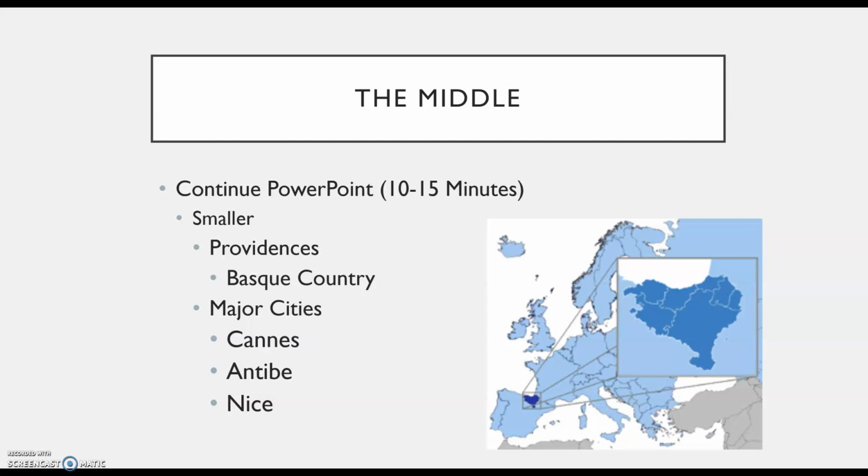After we're done and everybody's had a chance to look at the app, we would move on to the portions of France. So that would be the provinces and Basque Country, and then major cities. Basque Country actually is a portion of France and Spain.